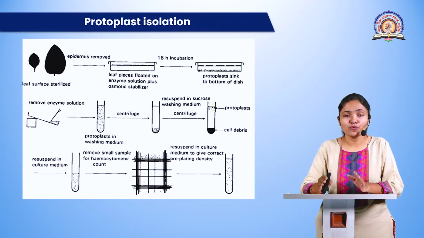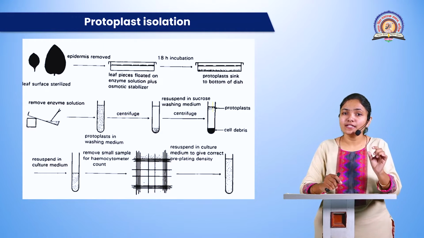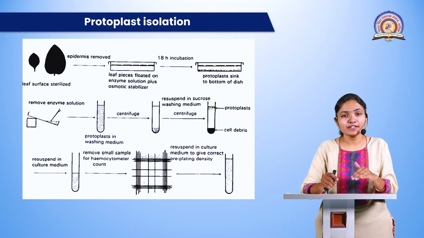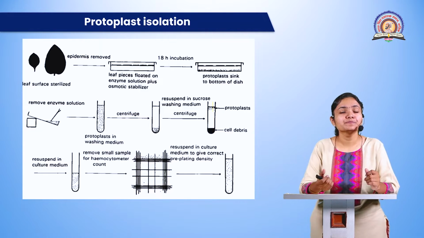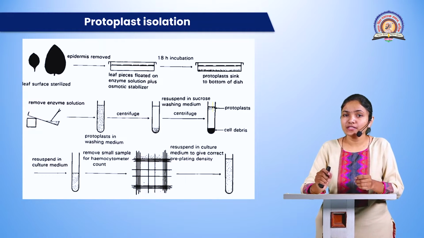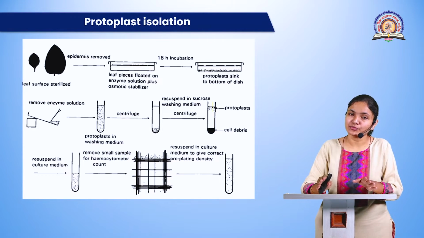After this step, what we will get is the small protoplasts present at the top portion of the tube, and at the bottom we will have all the degraded material or the cell debris. So with this step we have isolated our protoplast.